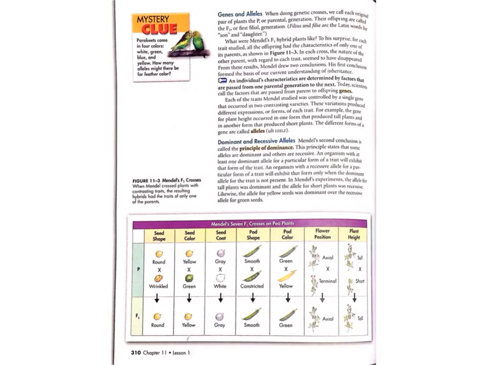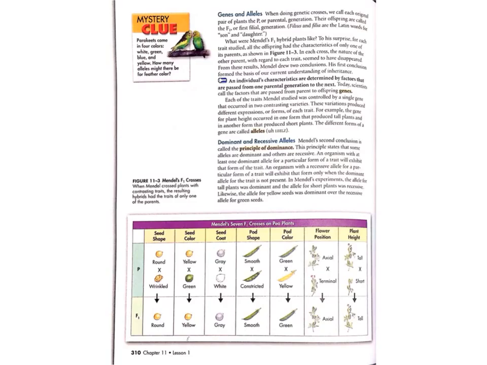Dominant and recessive alleles. Mendel's second conclusion is called the principle of dominance. This principle states that some alleles are dominant and others are recessive. An organism with at least one dominant allele for a particular form of a trait will exhibit that form of the trait. An organism with a recessive allele for a particular form of a trait will exhibit that form only when the dominant allele for that trait is not present. In Mendel's experiments, the allele for tall plants was dominant and the allele for short plants was recessive. Likewise, the allele for yellow seeds was dominant over the recessive allele for green seeds.